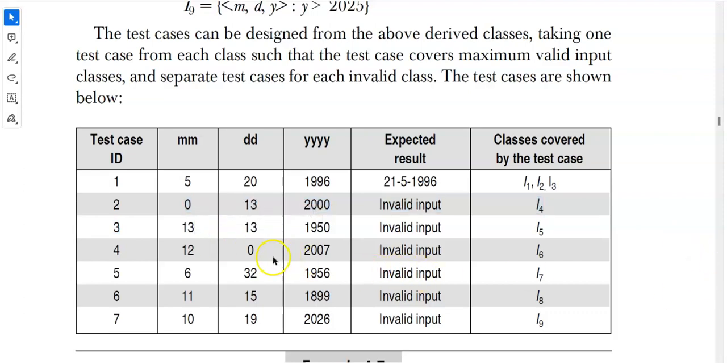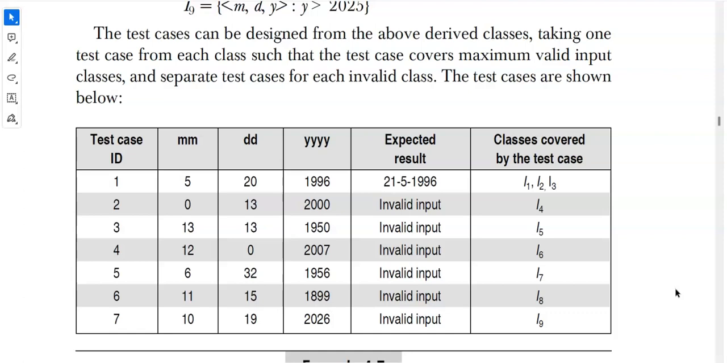The next one is for day, less than 1 and greater than 31, I6, I7. And the last one is for years, 1899 and 2026, less than 1900 and greater than 2025, right? So we have covered all the classes.